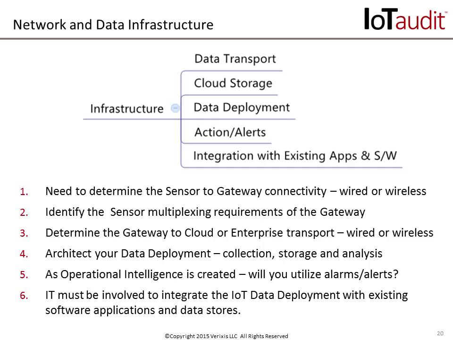And then the gateway to the cloud or your enterprise, what's the transport for that? Is it going to be wired using some sort of broadband network, or is it going to be wireless, potentially using a mobile or cellular network? Then you need to architect your data deployment. Where's the collection, storage, and analysis going to be done? Then, as operational intelligence is created out of that data, are you going to utilize these alarms or alerts? And then lastly, IT must be involved to integrate your IoT data deployment with all the existing software applications and data stores that need to interface to your IoT deployment to create the data you need for business optimization.